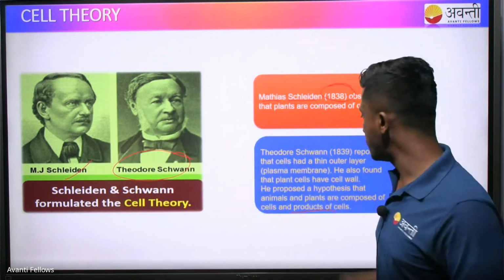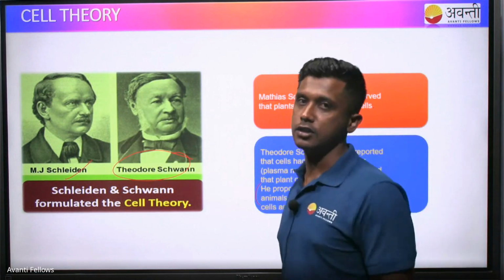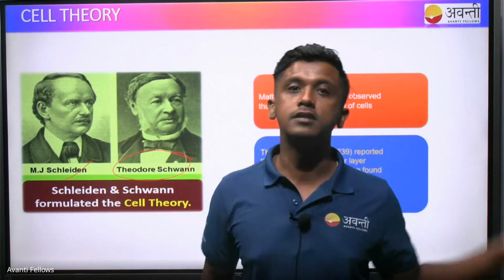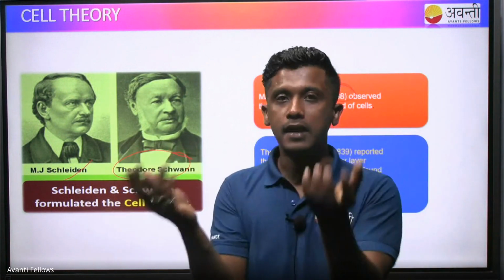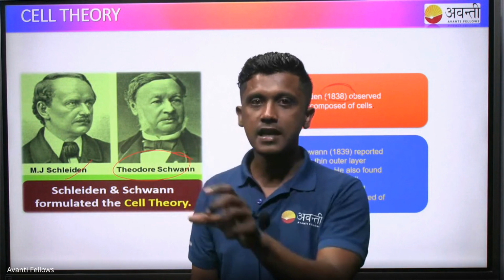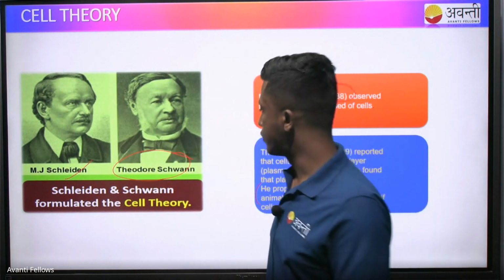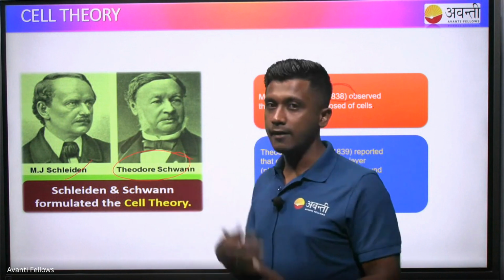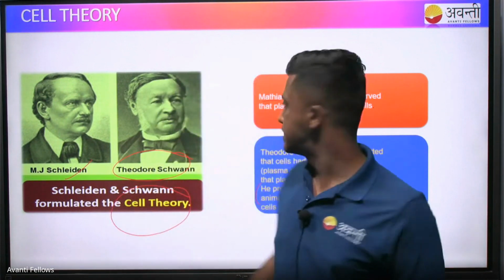After proposing this hypothesis, one thing they could not explain was how the first cell was formed. How did the cell even come into existence? If there is a cell, it has to come from some place. How did it come? They did not explain that. Understood? So this paved the way to a very famous theory that is called cell theory.